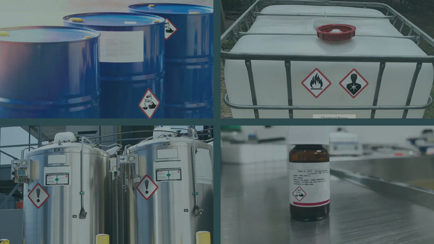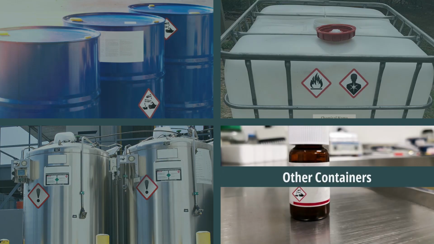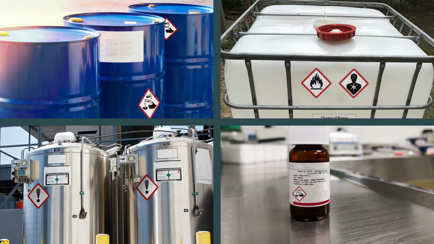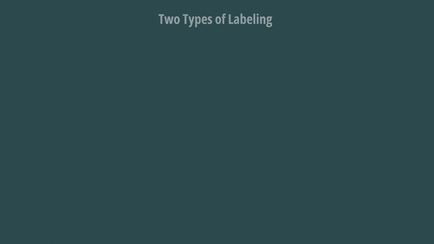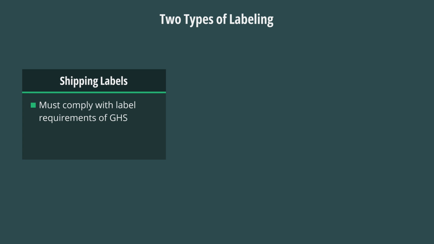Labeling is a key component of hazard communication. The labeling of hazardous chemical containers, such as drums, totes, vessels, tanks, and other containers, must be in place at all times during shipping and within your facility. We are going to discuss two types of labeling. First are shipping labels, which must comply with the label requirements found in the GHS.